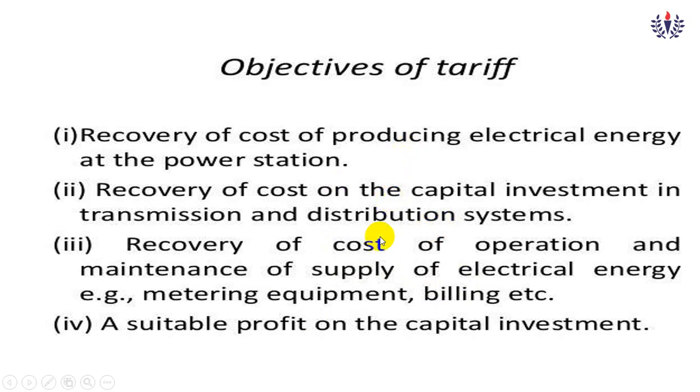And the last one is a suitable profit on the capital investment. It should not be a social type of industry. It is consumer friendly, but it is not a non-profit organization. It is a profit organization. It should have some profit for further extension of the plants.